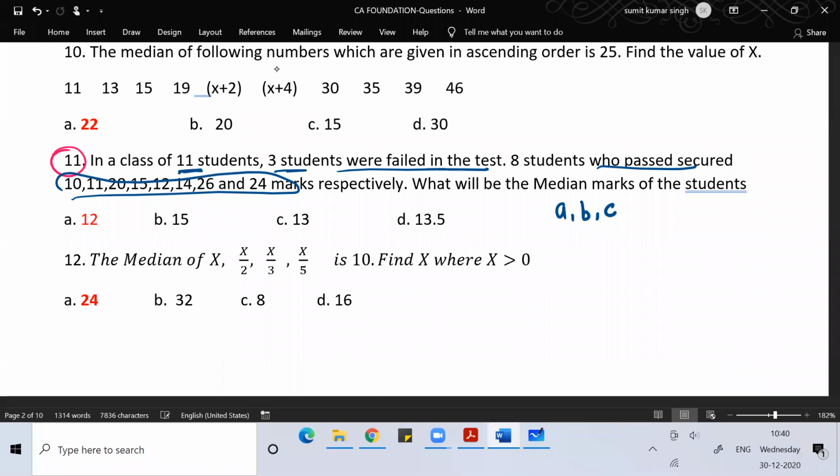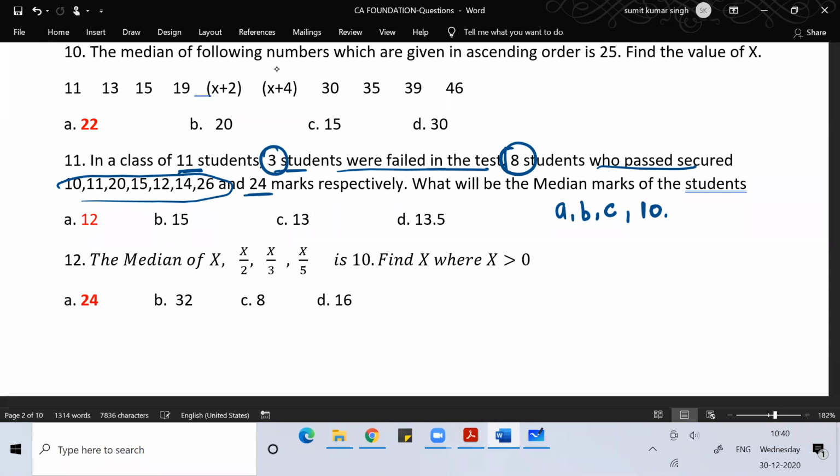A, B, C, let those be their marks. Those who have passed, their marks are 10, 11, and so on. They are not in ascending order. Those who have passed, definitely their marks would be higher than those who have failed. So now you arrange this in ascending order.